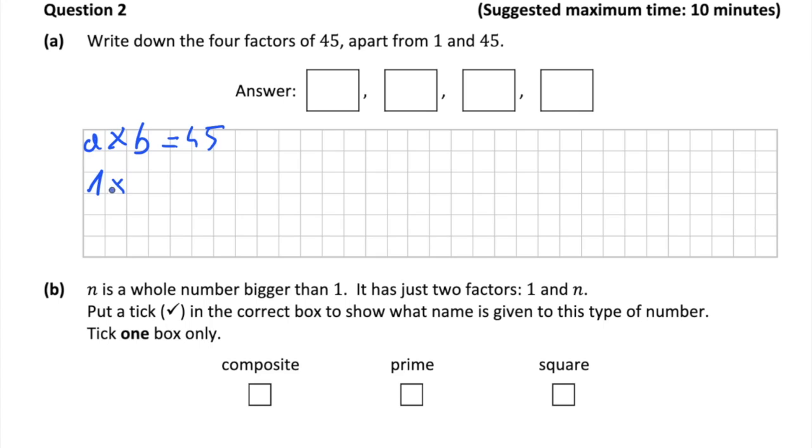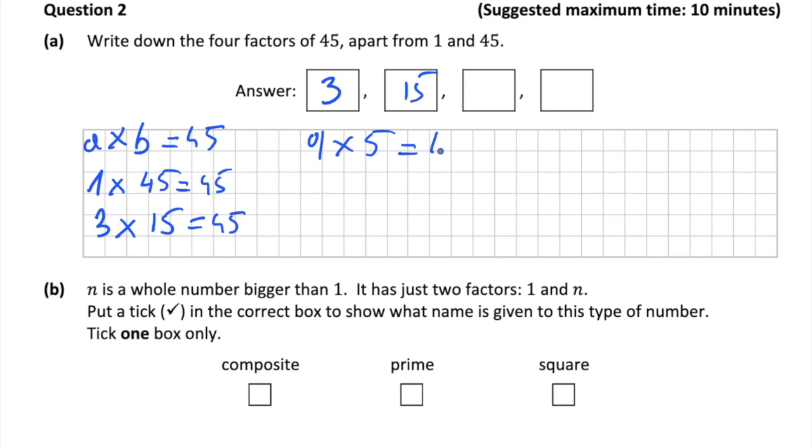So what numbers do we multiply to get 45? Well, the first simple one is 1 times 45 equals 45. We know those two factors are already there. Then we have 3 times 15 equals 45, so we can put those two numbers in here, 3 and 15. And the remaining two factors are 9 times 5 equals 45. We put those in and we get the full marks.